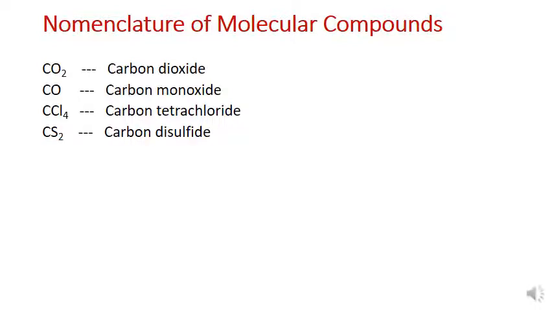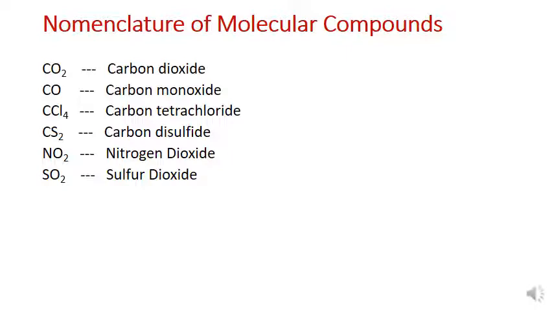Next is CS2, carbon disulfide, because sulfur should be sulfide. The di means 2, so 2 sulfur are there. So carbon disulfide. NO2, nitrogen dioxide. SO2, sulfur dioxide. Use the same rules for all these molecular compounds. N2O3 is different because now the first element number is 2, so we must mention dinitrogen. How many oxygen are there? 3. So we write dinitrogen trioxide, because oxygen is 3 and it should be oxide, not oxygen.